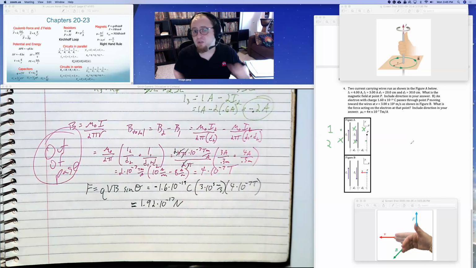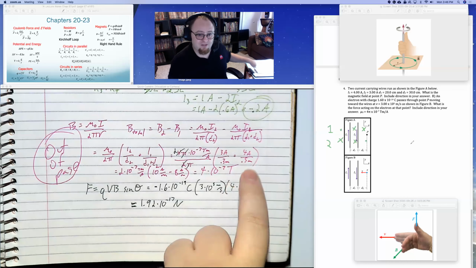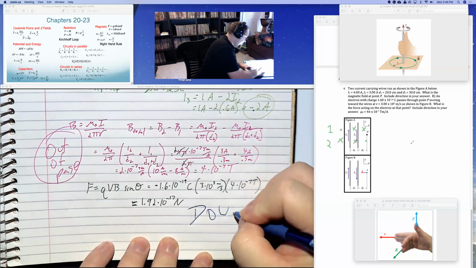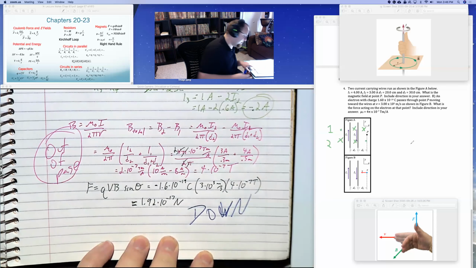To get the direction, I need to do the right-hand rule. So what I'm going to do is point my hand in the direction of V, and I'm going to curl my fingers in the direction of B. Now, B was out of the page. So out of the page means I have to curl like this. And when I do that, my thumb points up, which means the force is up. But negative charge, that's where that negative sign came in. And since it's negative, I need to swap it. Anytime your charge is negative, you swap the direction. And so it is down.